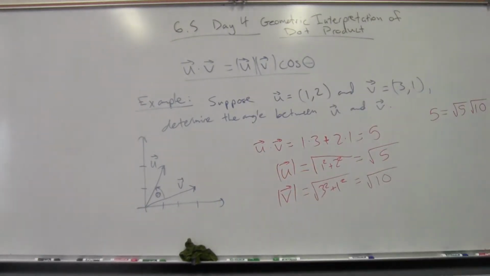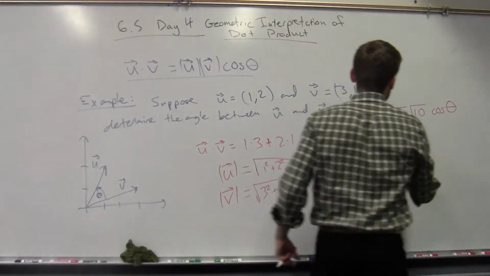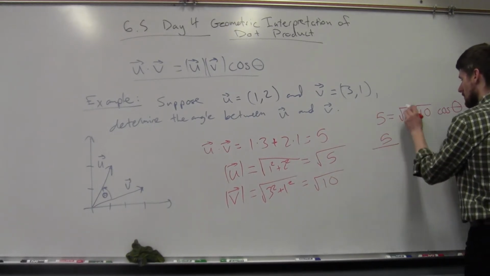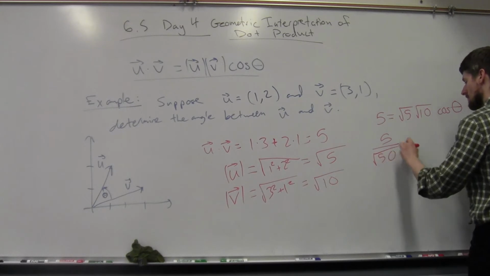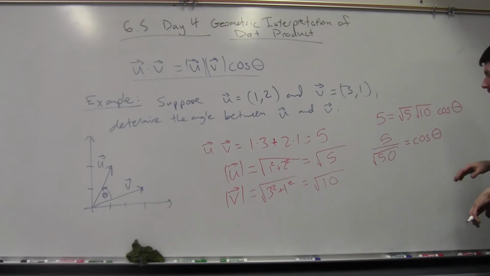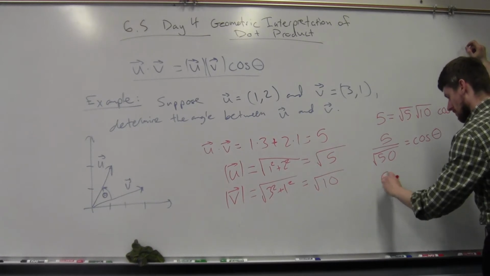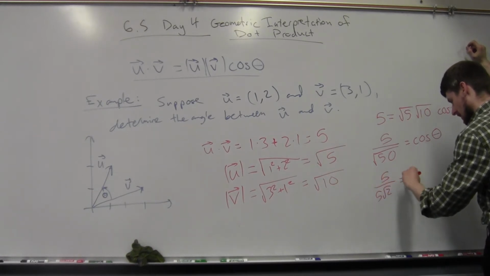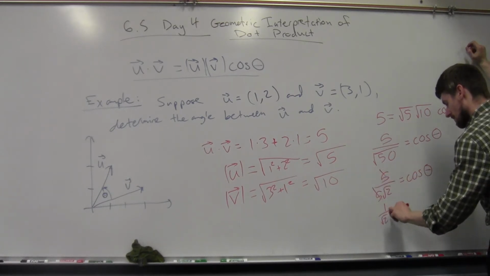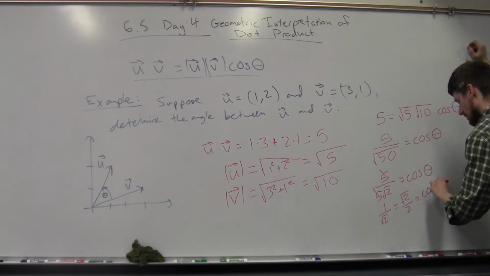So we have 5 equals root 5 root 10 times cosine of theta, which is to say 5 divided by root 50 equals cosine of theta. Now there's a little bit of work to do here. We can simplify this as much as we can. Root 50 is equal to 5 root 2, and the 5's can cancel, so that's 1 over root 2, which is the same as root 2 over 2 after you rationalize it.